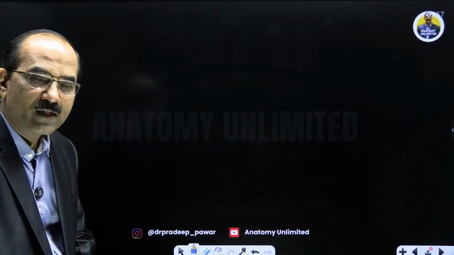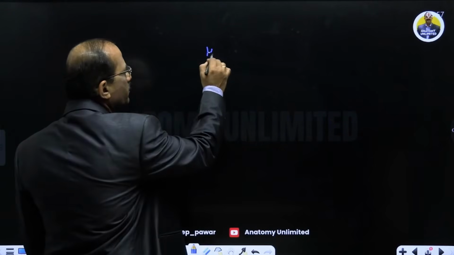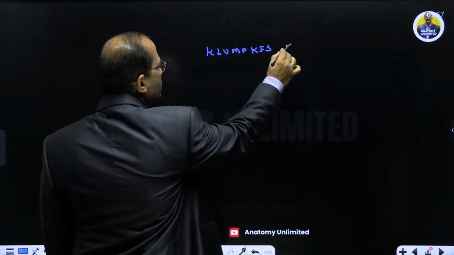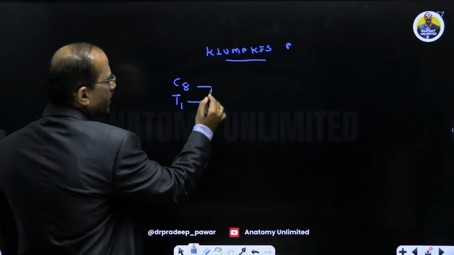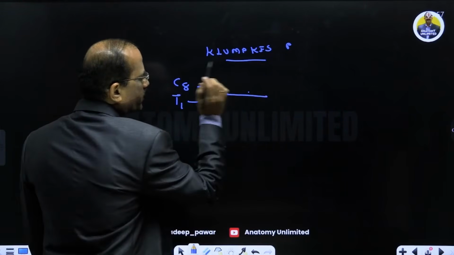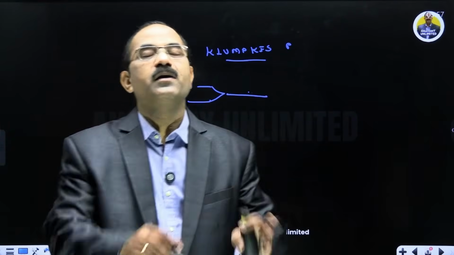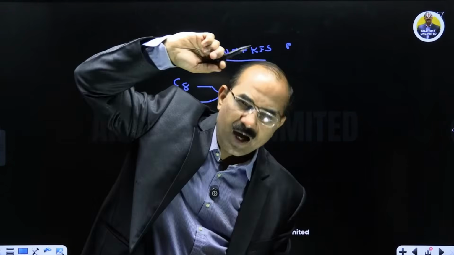Now coming to the next, Klumpke's paralysis. Involvement of which trunk? Klumpke's paralysis. Involvement of lower trunk, C8 T1. यह है lower trunk of the brachial plexus. Involvement of this trunk leads to Klumpke's paralysis. ये कब होता है? Hyperabduction injuries. When the arm is hyperabducted.